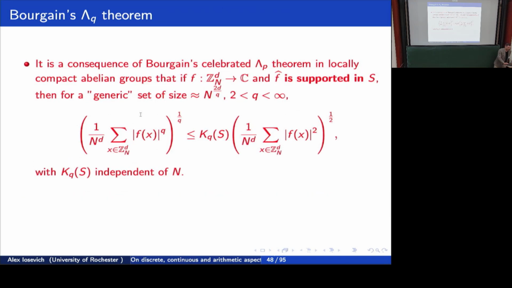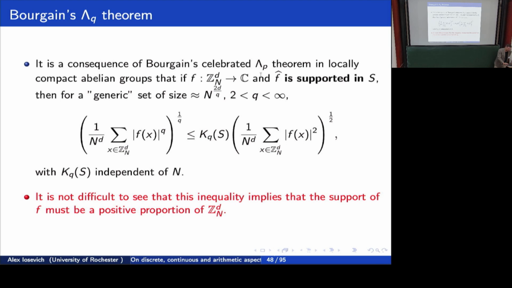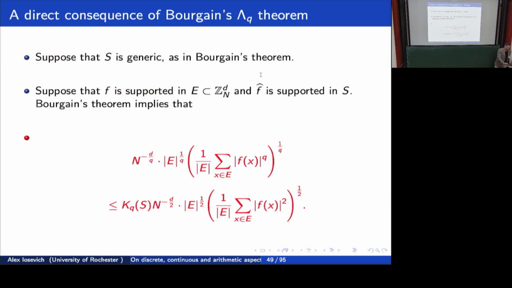Okay, and the version of Bourgain's lambda Q set theorem that was used is the following: you have a signal from Z_N^D to C, and the Fourier transform is supported in S. Then if S is a generic set of size approximately N^(2D/Q), where Q is always bigger than 2, then the weighted L^Q norm of F is bounded by a constant times the weighted L^2 norm, where the constant is independent of N. Okay? So this is the celebrated result by Bourgain.